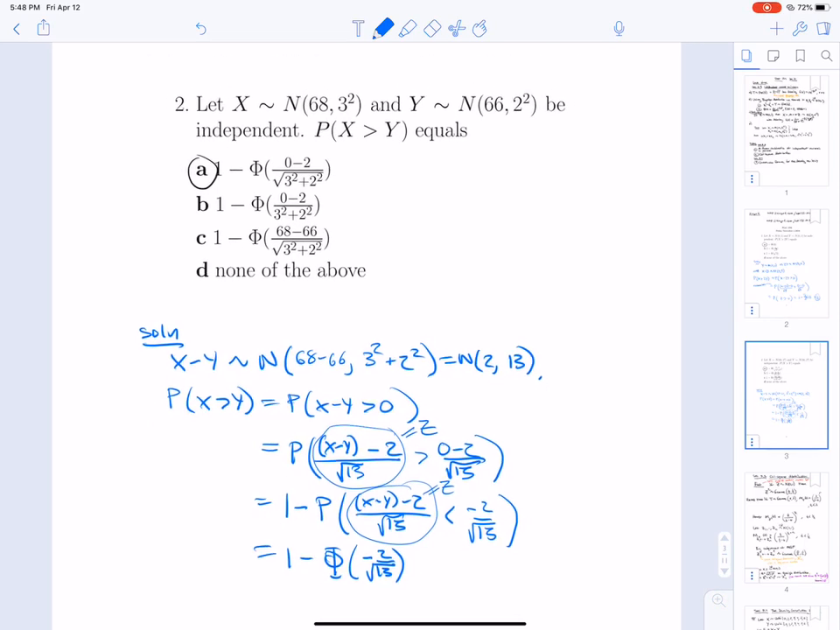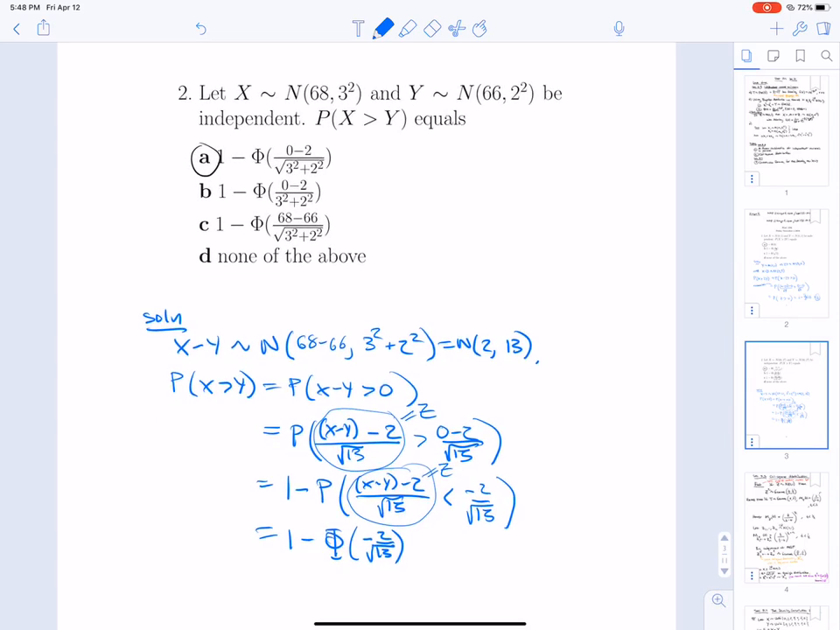The second problem is really quite analogous, and the answer is A. Here again, we write that the difference of X and Y is normal with mean 2 and variance 13. The rest is the same.